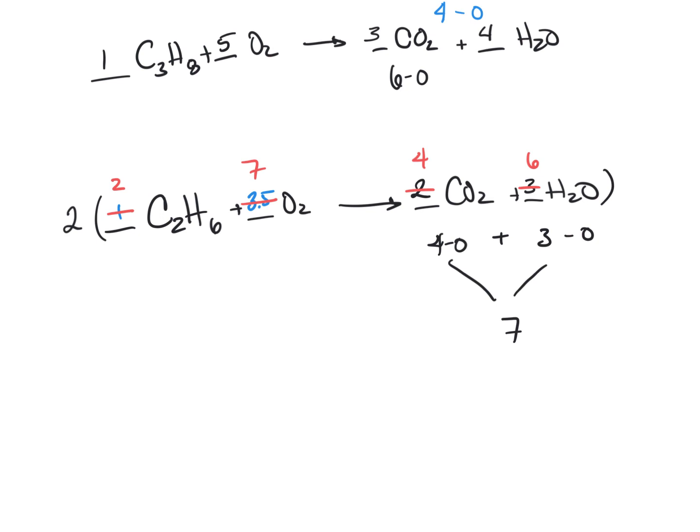And I can double check that it's balanced by multiplying here 2 times 2 for the carbon, which gives me 4. And over here I have 4 carbons. 2 times 6 for hydrogen, which is 12. And then on the other side, we have 6 times 2 for hydrogens, which is 12. And then 2 times 7, which is 14. And we have 4 times 2, which is 8, plus adding in another 6, that gives us the correct number.